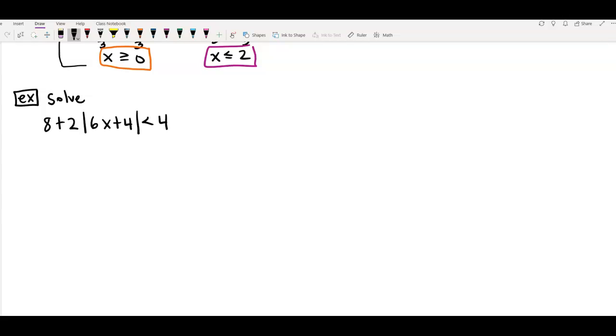All right, so again, if I'm solving this, I'd start by subtracting my 8 over. And then I'd need to divide by 2.